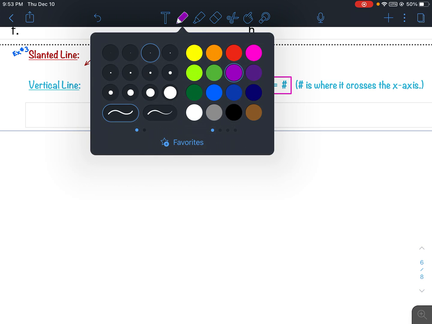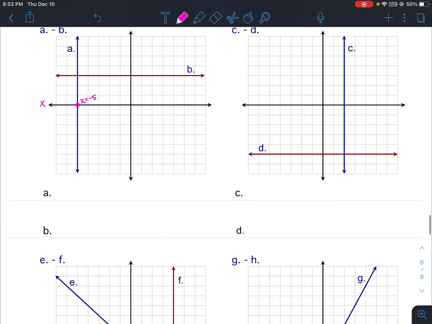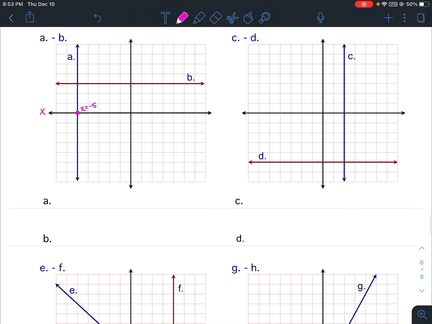So let's go back up to example A. Where does that vertical line cross the x-axis? It crosses it at -5. So my equation for A is x equals -5. And there's really no other work to it. The only thing I would suggest is writing this down right here, so you understand that that's where we got the -5. So our equation for all vertical lines is x equals a number. In this case, it's -5 because that's where it crosses the x-axis.